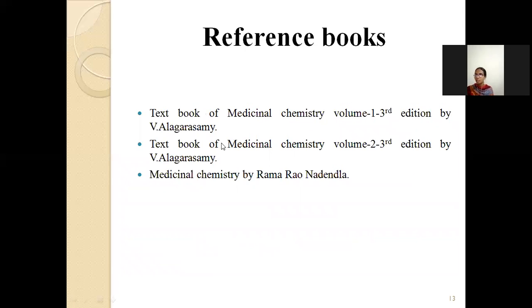So these are the reference books we have to follow for this topic, that is oral contraceptives. See here, oral contraceptives by name means this drug should be taken through the oral route. So these are the reference books.